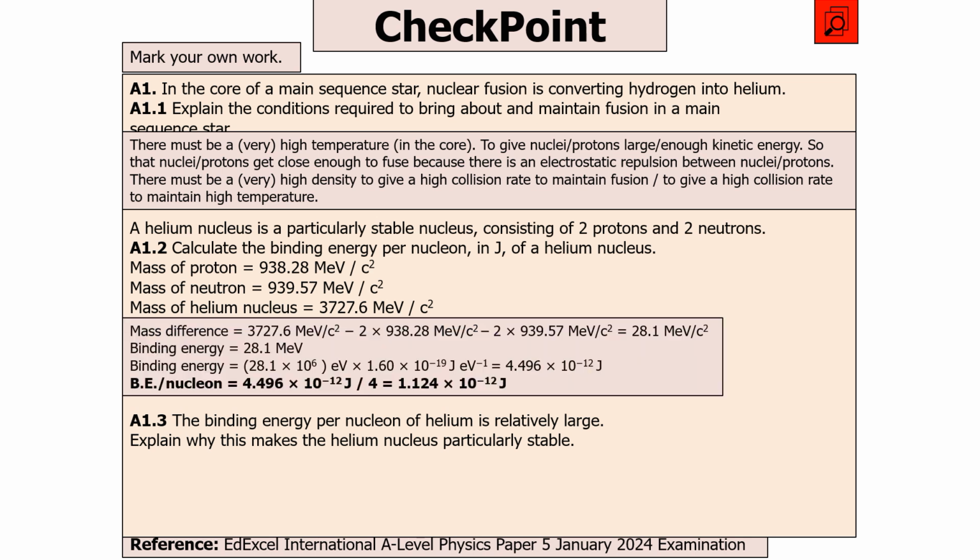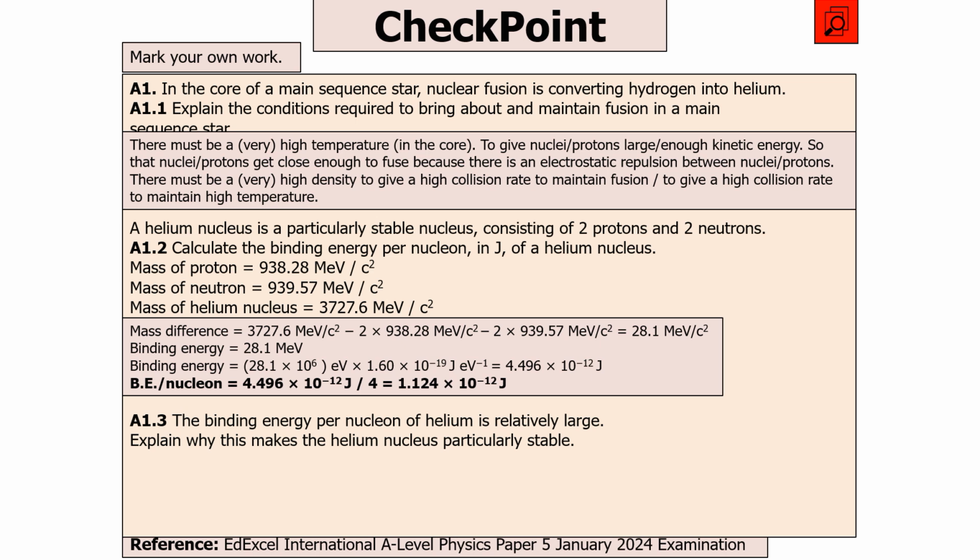In the next one, find the mass difference before and afterwards. So you find the mass difference before and afterwards to be 28.1 megaelectron-volts per c squared. So when we say E equals mc squared, the c squared cancels through, so the binding energy is 28.1 MeV. So therefore we can turn that into electron volts by multiplying by 10 to the 6, then into joules by multiplying by 1.6 times 10 to the minus 19. So it's 4.496 times 10 to the minus 12 joules.